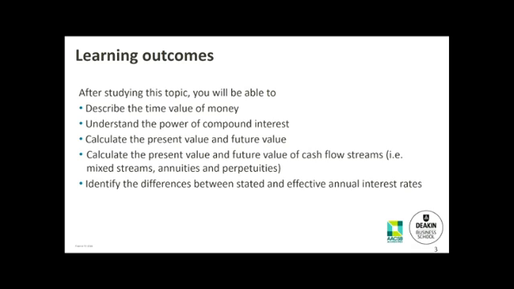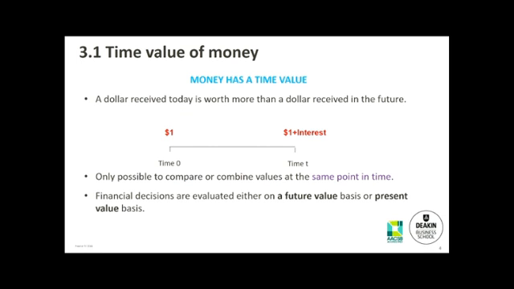And that's generally the learning outcomes for this week's topic. We start from the time value of money, a very easy example. Money has a time value. A dollar received today is worth more than a dollar received in future, because a dollar today in future carries a dollar plus interest. Am I right? Money contains a time value. We use interest to represent the time value of money. It is only possible to compare and combine money or value at the same point in time.